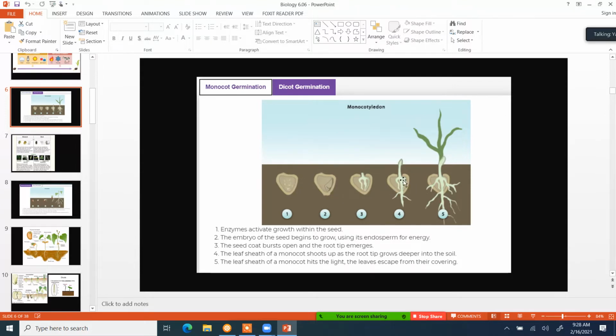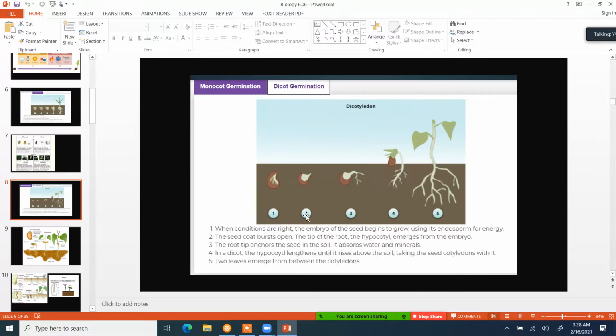So notice here in the monocot, you see the seed coat and the main part of the seed stays below the ground. Now, if you take a look at this one, Anas, what kind of difference do you notice? Does the seed coat and the main part of the seed that we think of as the seed stay below the ground, or what happens? No, it gets shot out into the open.